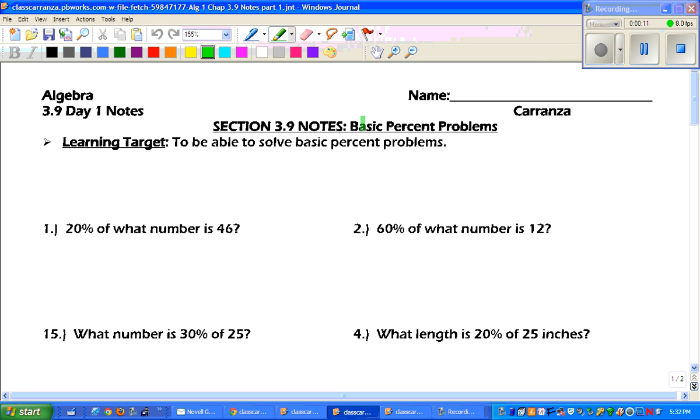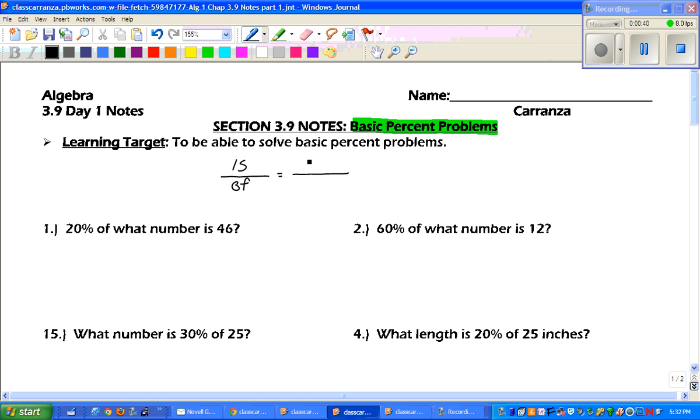Today we are going to be talking about basic percent problems. Our learning target for today is to be able to solve basic percent problems. What we're going to do when we solve these is set up a proportion. Proportions are what we talked about on the 3.8 notes, so if you have difficulty with that, please go back and watch that video.